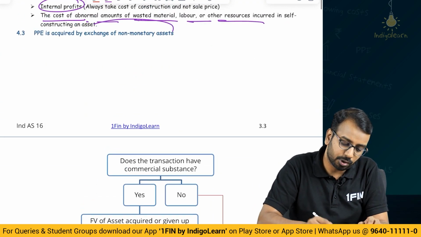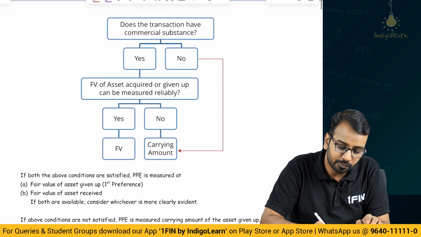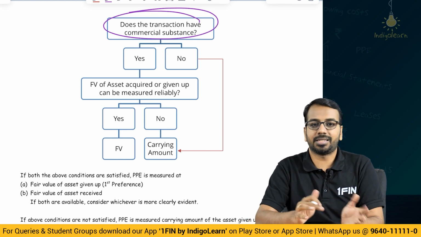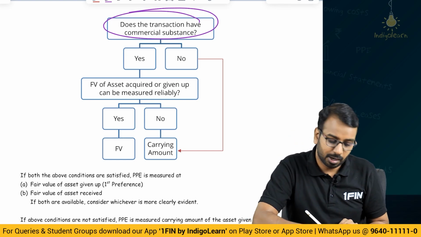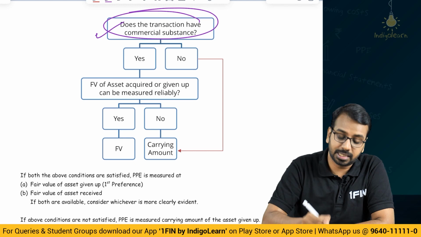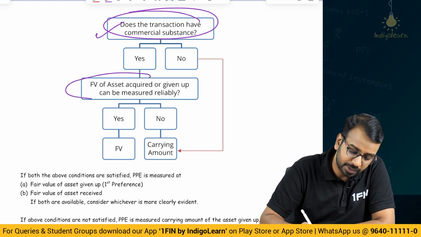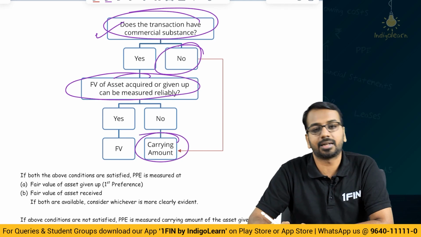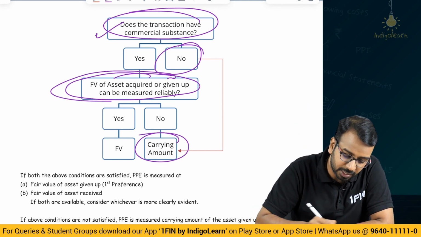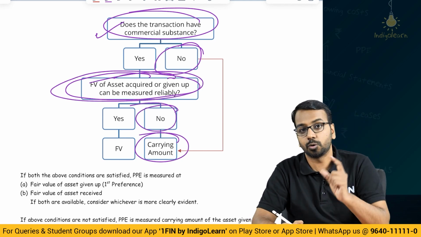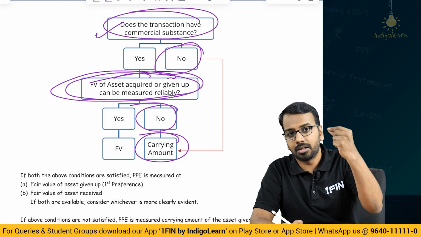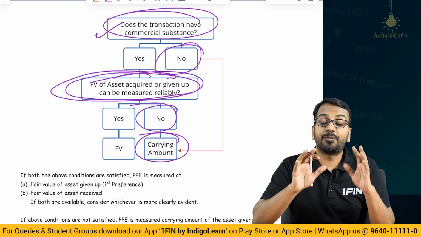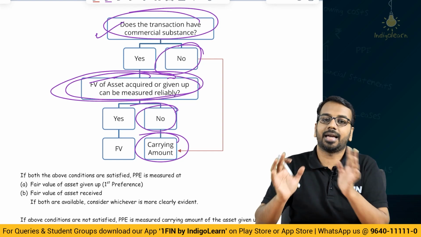If it is an exchange of non-monetary assets, then you have to see whether the transaction has commercial substance or not. Generally, if the same type of assets are exchanged, they don't have commercial substance. But if it has commercial substance, then you have to see whether you can measure the fair value of the asset acquired or given up. If it does not have commercial substance, you will directly take the carrying amount. If you don't have the fair value, then also you will take the carrying amount. So if fair value is not available for either the asset given up or the asset acquired, take the carrying amount. If it does not have commercial substance, take the carrying amount.